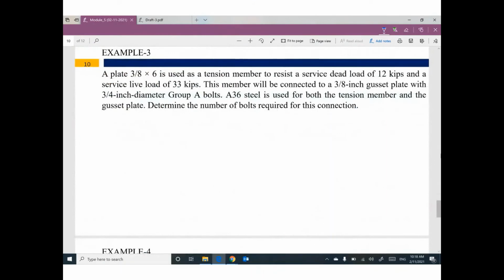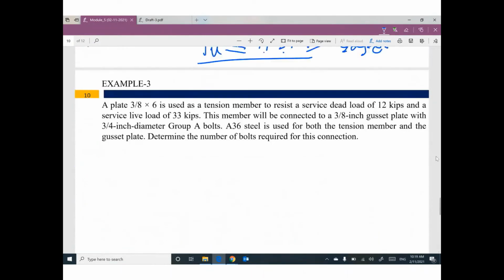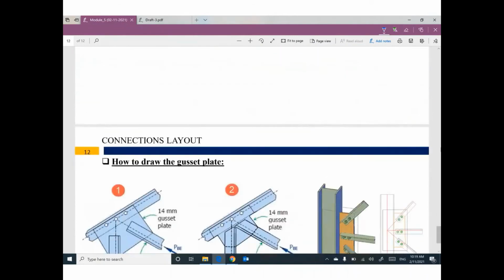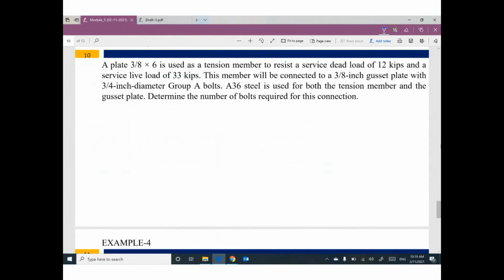One more example. Let's do this one and then go to the more interesting one. We have a plate 3/8 times 6. This plate looks like this.